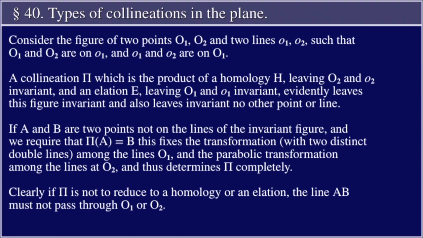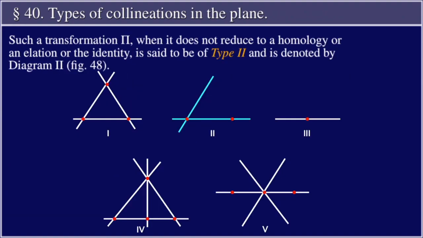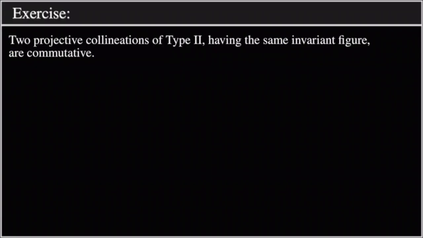Clearly, if pi is not to reduce to a homology or an elation, the line AB must not pass through O1 or O2. Such a transformation pi, when it does not reduce to a homology or an elation or the identity, is said to be of type 2 and is denoted by diagram 2, figure 48. Exercise. Two projective collineations of type 2 having the same invariant figure are commutative.